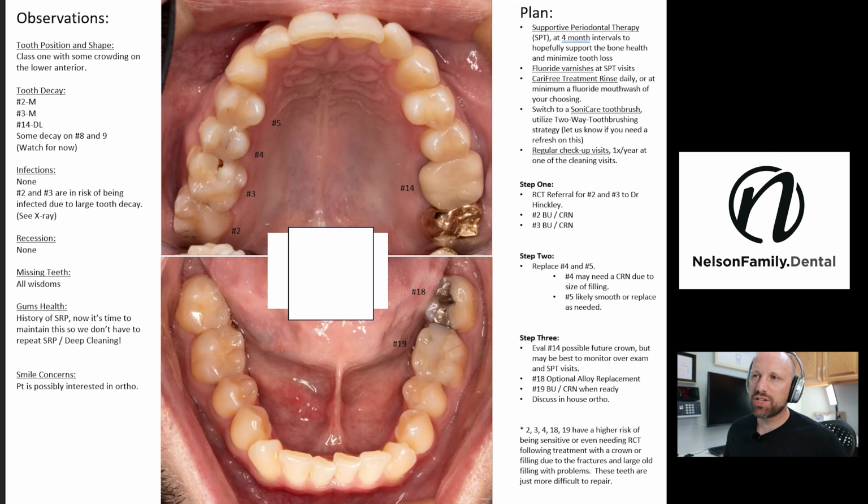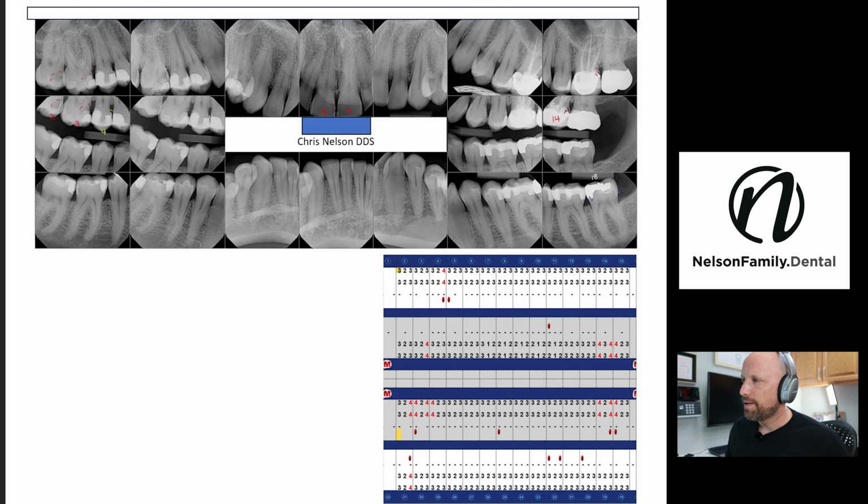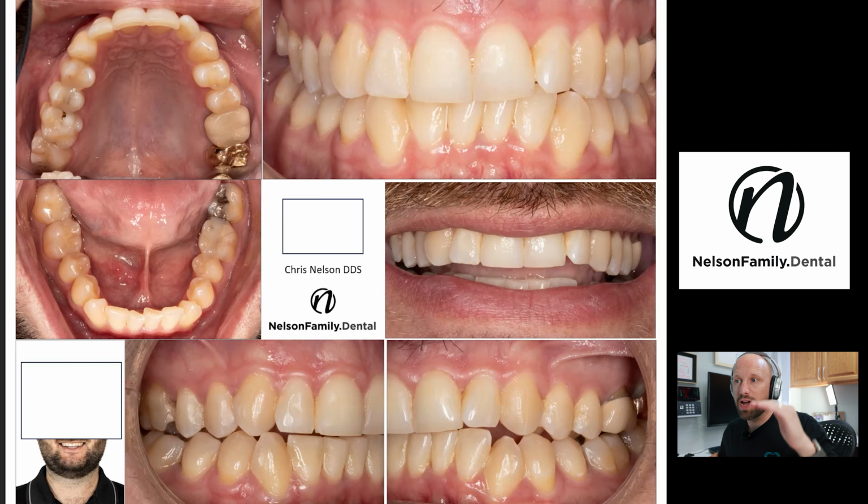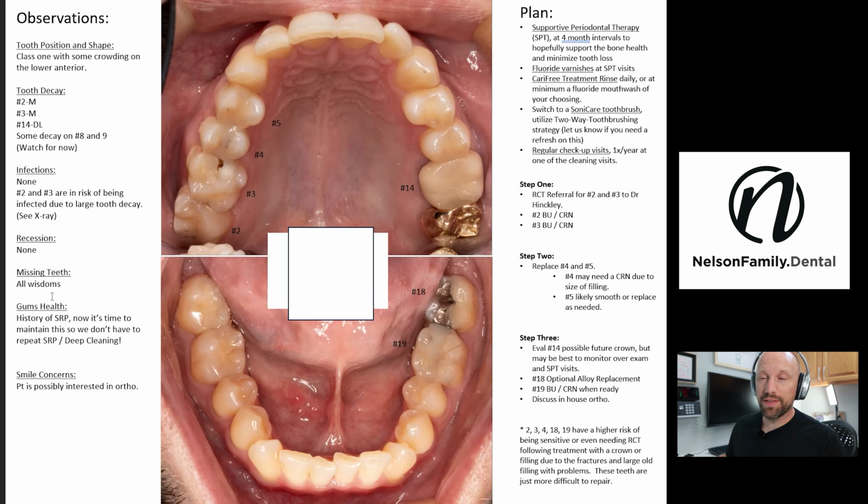So infections, we don't have any infections right now, although I am concerned about tooth number 2 and 3, and 2 and 3 are at risk of being infected due to large tooth decay, so I said see the x-ray. So we have the x-ray here. And then recession, there really isn't much recession going on. We look for if the gums move up or down. And we're also looking at missing teeth. All the wisdom teeth are missing.